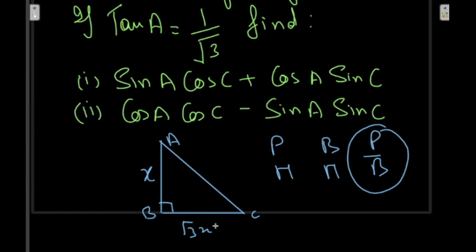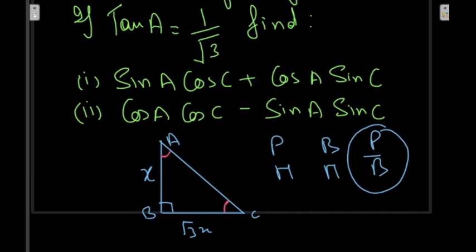Let's first see what we have to find. We have to find sine of A. Then we need cos of C. Then we also need sine of C and cos of A. Now to find the sine and the cos, we need to have the third side as well. Now to find the third side, there is AC which we have to find.